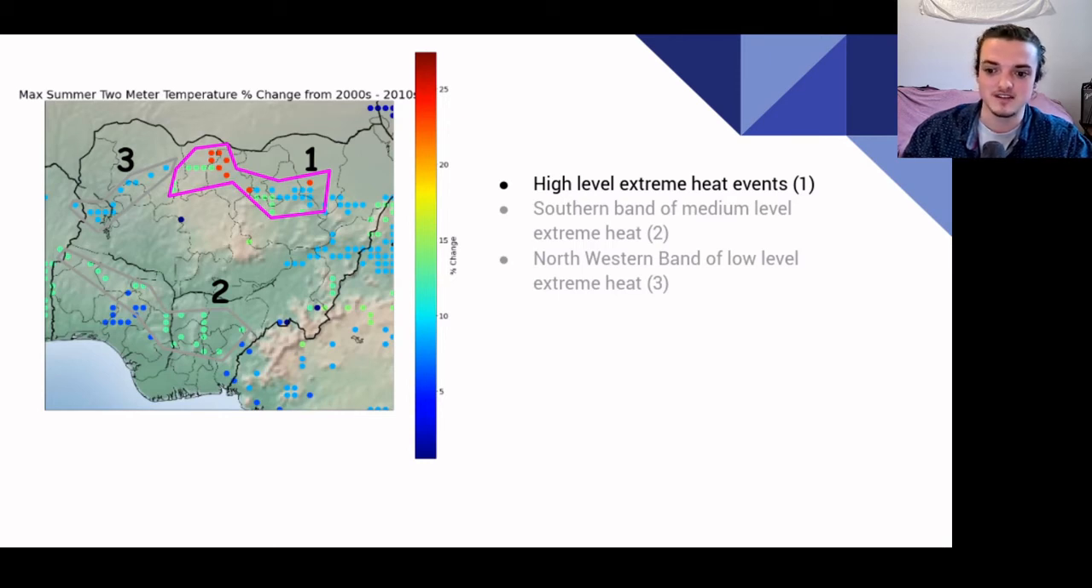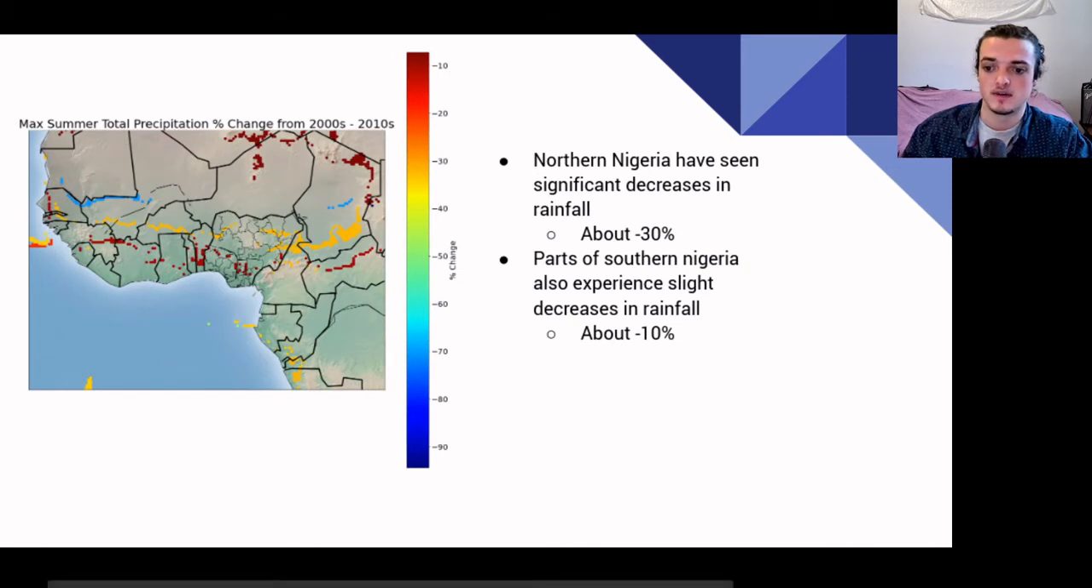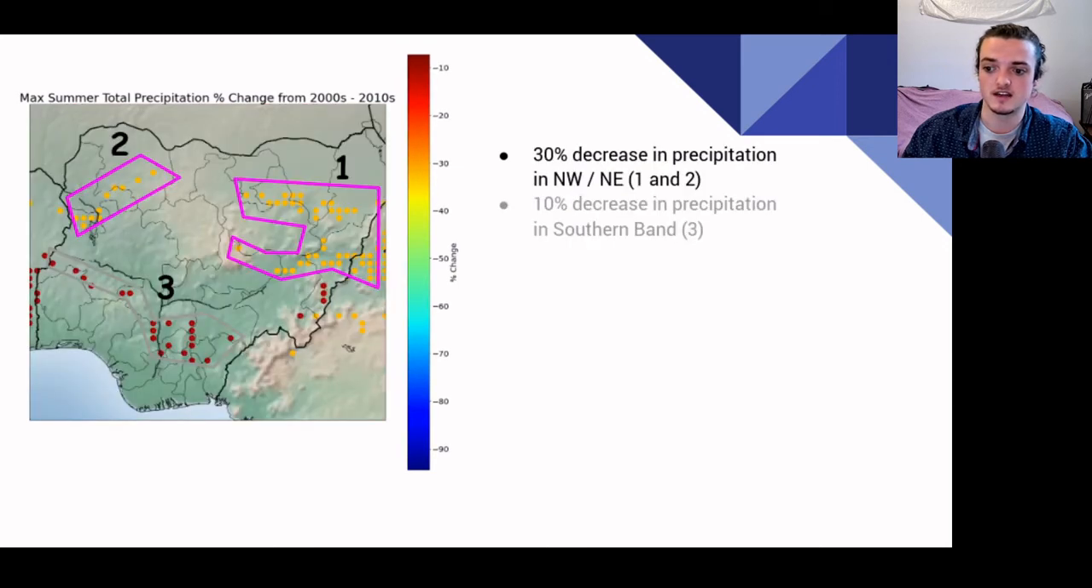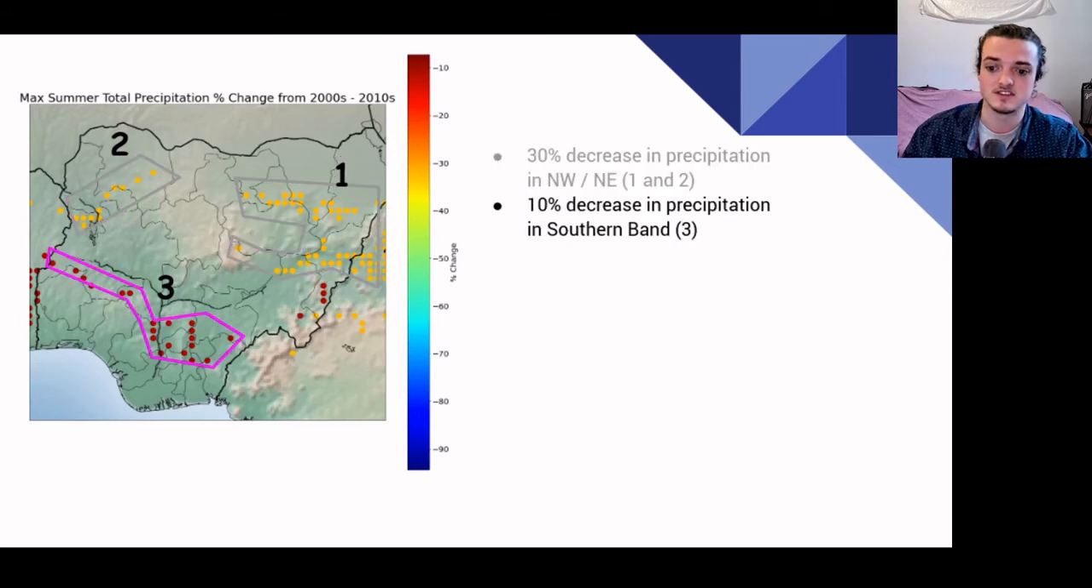If we zoom in, we can see a high level of extreme heat events in Region 1, a medium level in Region 2, and a low level of extreme heat events in Region 3. By doing the same sort of analysis to the max summer total precipitation percentage change from the 2000s to 2010s, we can observe Regions 1 and 2 showing a 30% decrease in precipitation, and Region 3 showing a 10% decrease in precipitation.